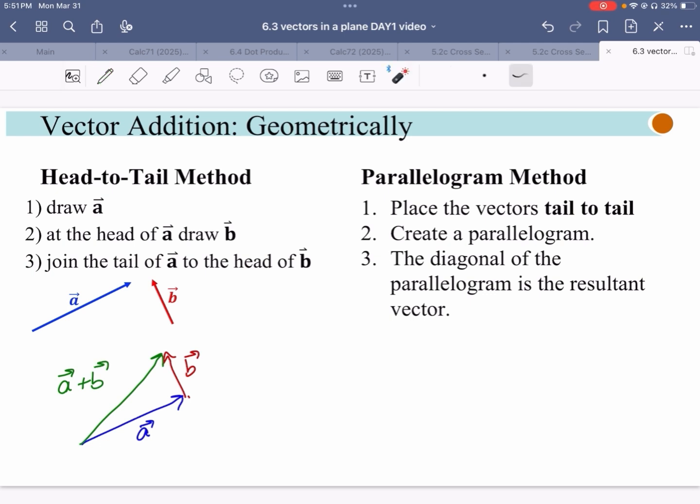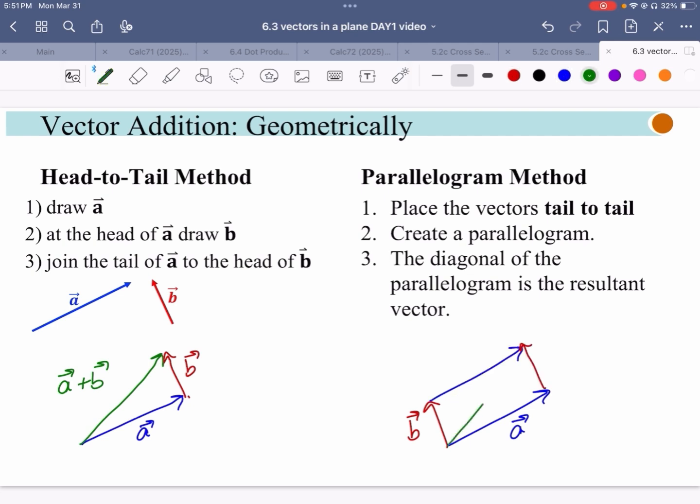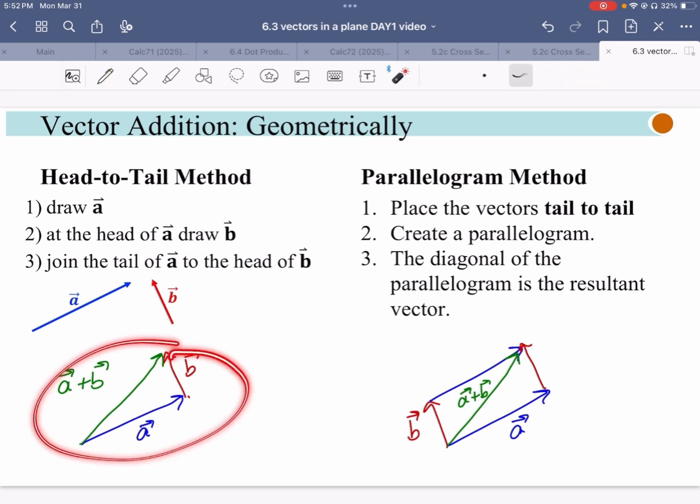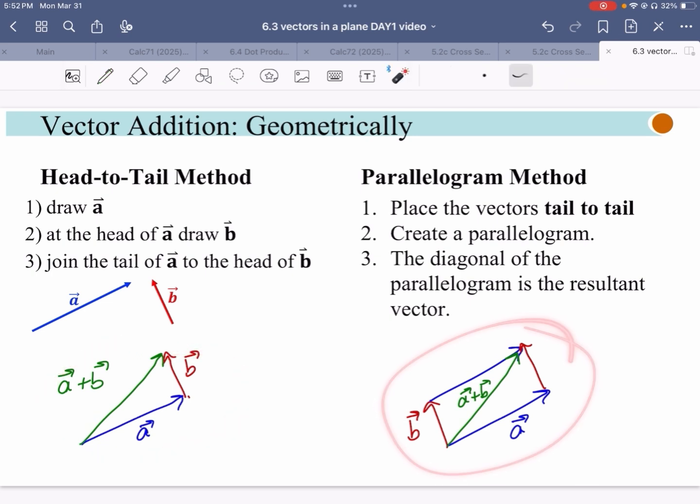The other method, called the parallelogram method, is you're going to place your vectors tail to tail, and then you're going to create a parallelogram. So basically, I'm going to do another vector A up here and another vector B over here, and then the diagonal from there is vector A plus B. So that's another method. I tend to just use the head to tail method when I'm adding vectors. I tend to not use the parallelogram method, but if you look at other sources online, you might see that method.